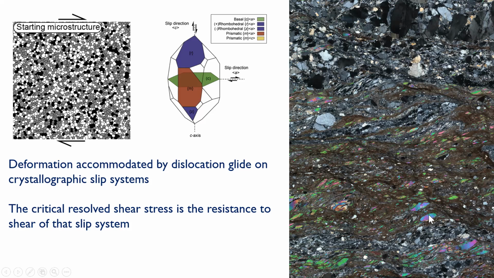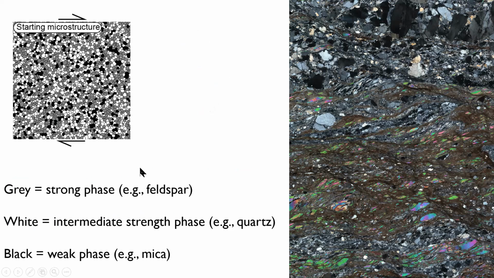So we're able to simulate a microstructure like this, a three-phase microstructure, where we have very weak biotite, strong feldspar, and intermediate strength quartz. So that's what I did, using those three phases, those three minerals there, simulating the main features of each. So in grey, we have the strong phase, in black is the weak phase, and in white is the intermediate strength phase.